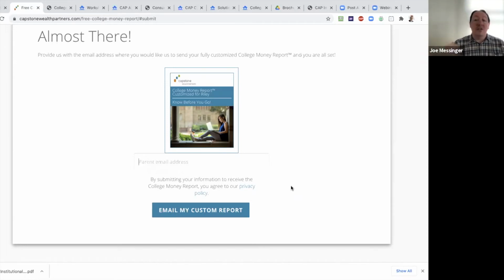So that's powerful, because not only do you get the college money report, but you get the data that they put in. So you're able to quickly see what their income and assets are at a rough level, what they would need for the FAFSA. And then what kind of prospect is this for us, right?